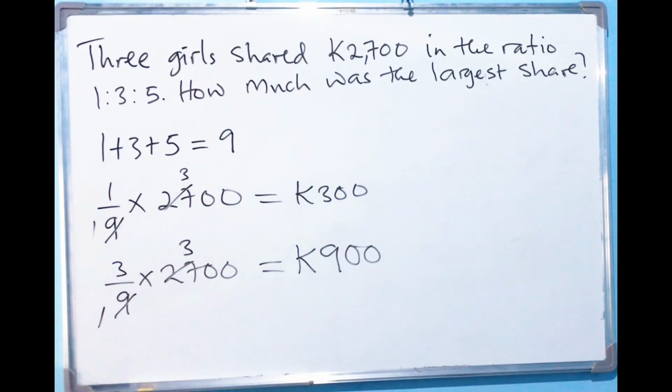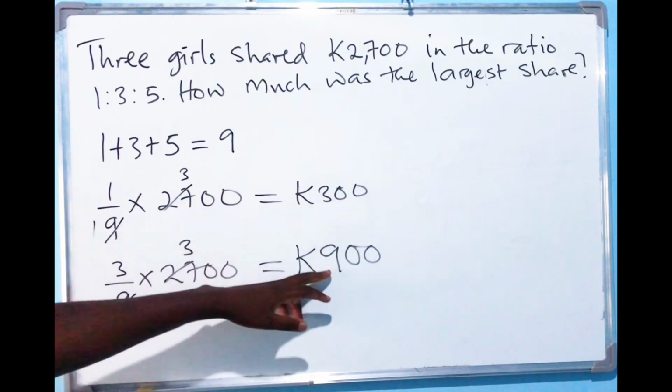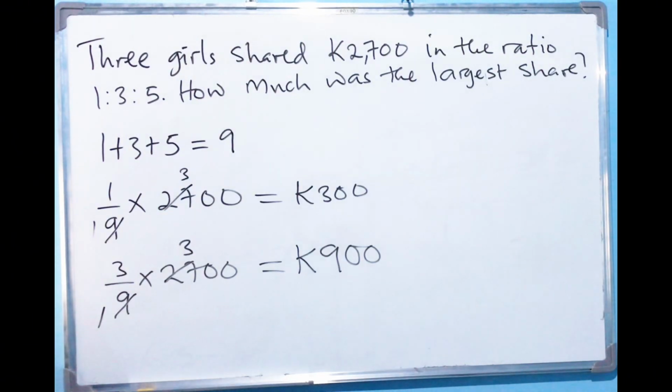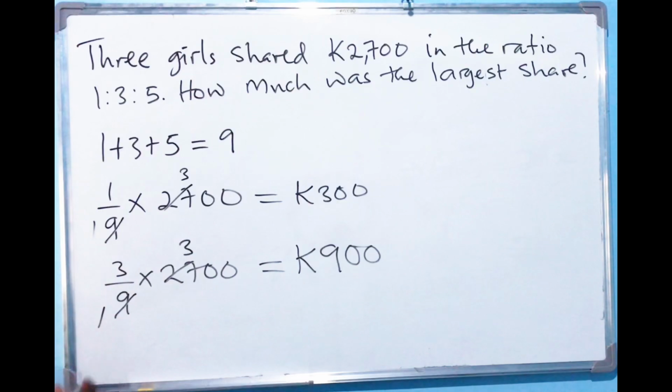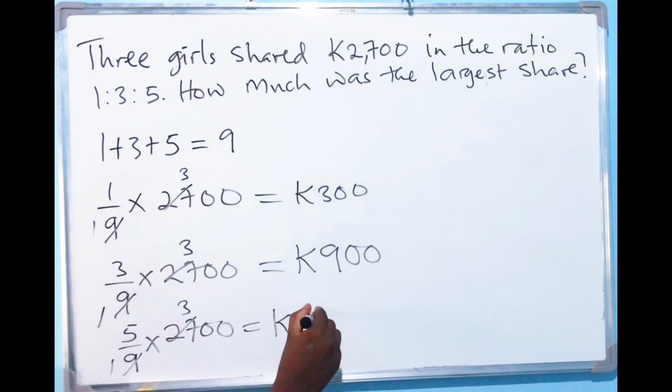Now you can see that even from here, when you have these two amounts of money, you can simply add these and subtract from 2,700. The remainder is for the one who is remaining, but we can still do it. So we'll say 5 over 9 multiplied by 2,700, cancel the 9, 1 there, 3. This will give us 1,500.